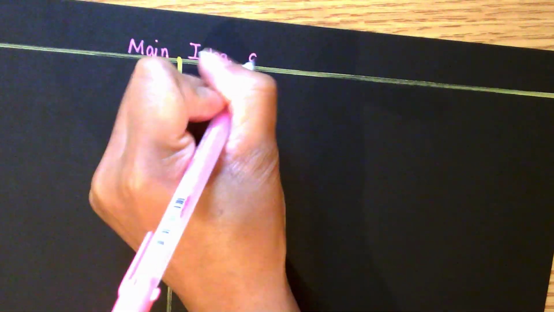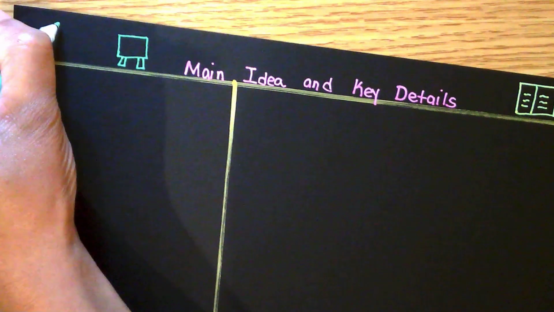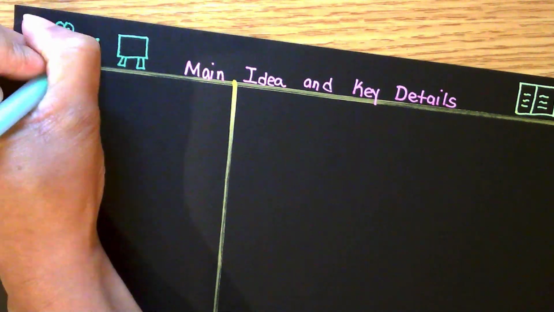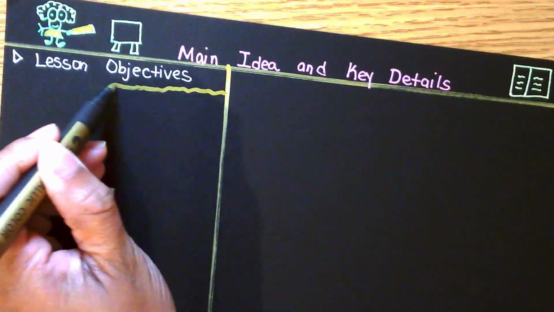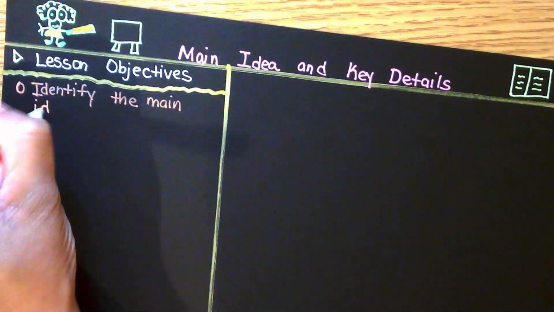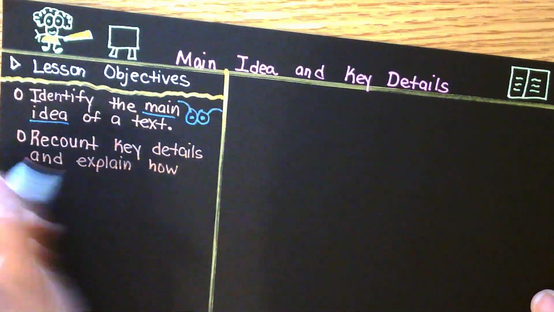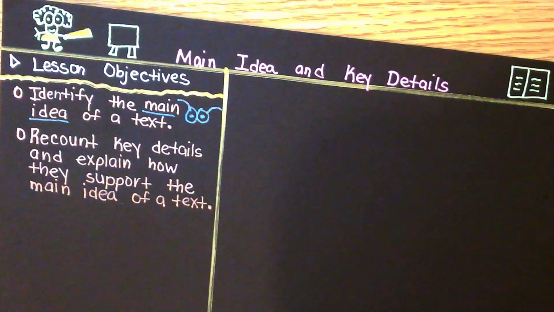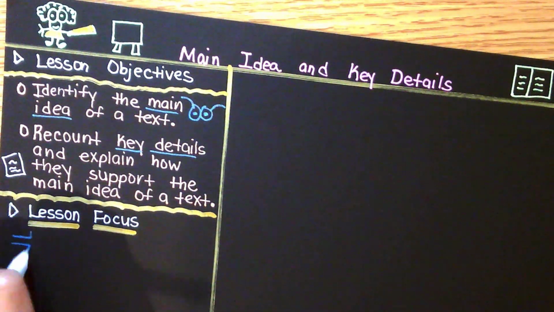Main idea and key details. Lesson objectives. Identify the main idea of a text. Recount key details and explain how they support the main idea of a text. Lesson focus.